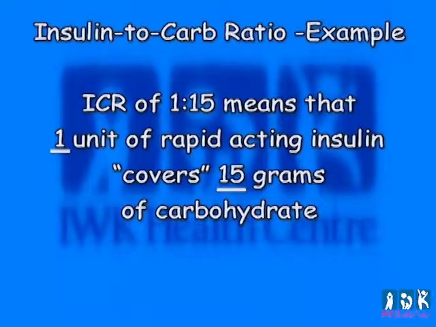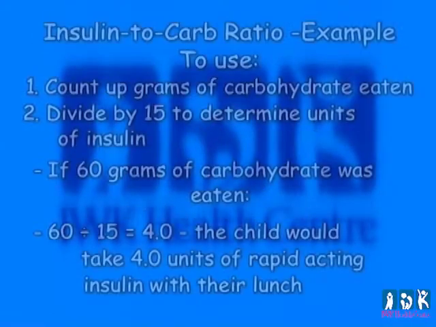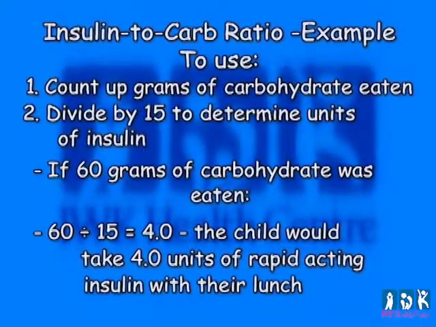Another child might use a higher or lower insulin to carb ratio, for example, 1 to 10 or 1 to 25. To dose their lunchtime insulin, the child with diabetes using an insulin to carb ratio would complete the following 2 steps. They would count up the total grams of carbohydrate they are planning to eat or have just eaten for their lunch. Some children are able to do this on their own. Others will require the caregiver to include a note in their lunch with the carbohydrate values listed.